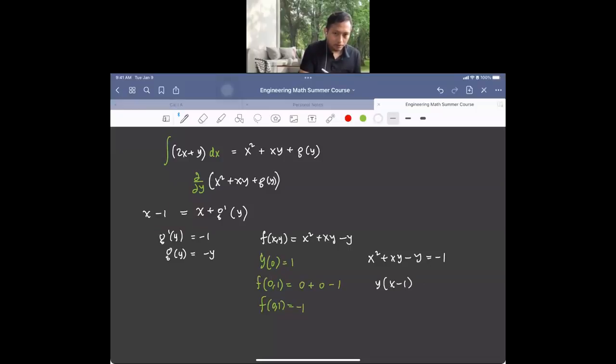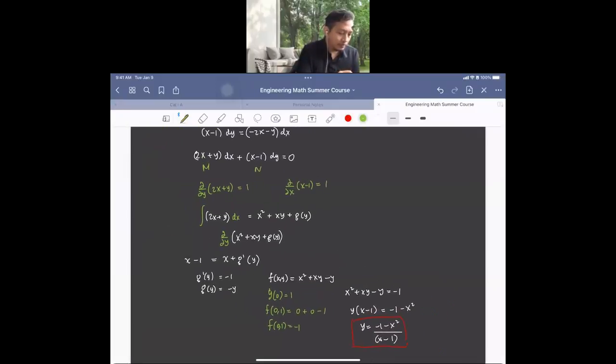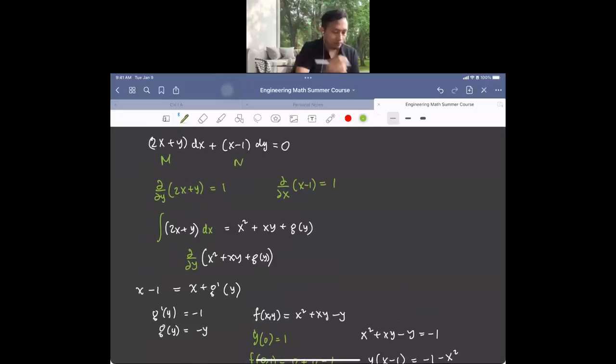We can take this y, x minus 1, is minus 1 minus x squared, and we can make it into an explicit form. Okay, and that's the answer. Now notice that from previous, I'm just starting using the m, but actually you can try from y. If you would like, you could also try the different way. Try to solve it from y.